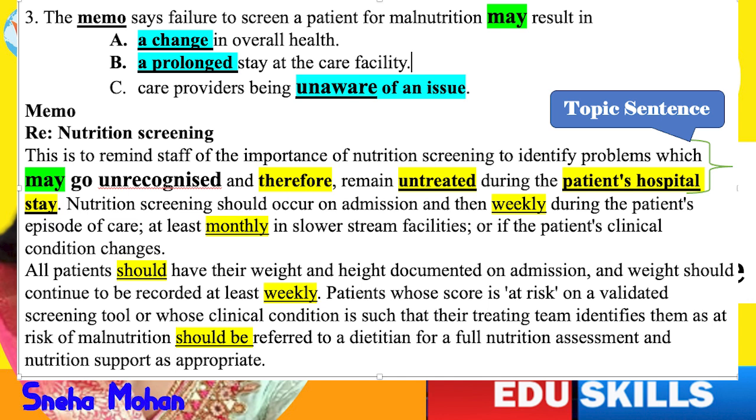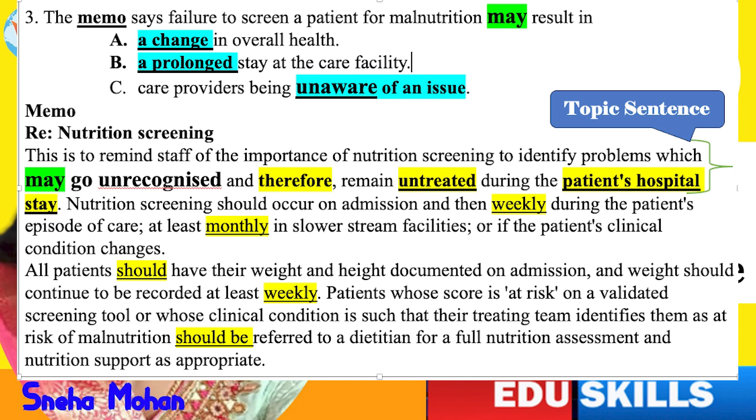So, let us see the answer options. A. A change in overall health. B. A prolonged stay at the care facility. C. Care providers being unaware of an issue. So, as per the strategies, we have to follow the method of question, answer, text. So, now we have to move on to the text. Memo, it's regarding nutrition screening.